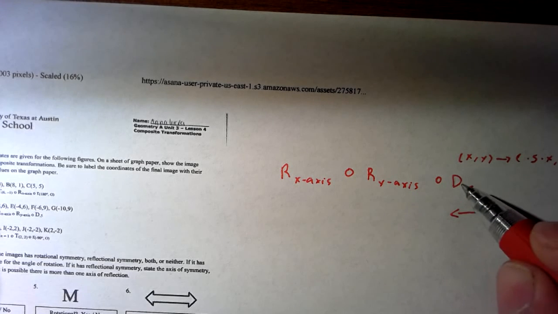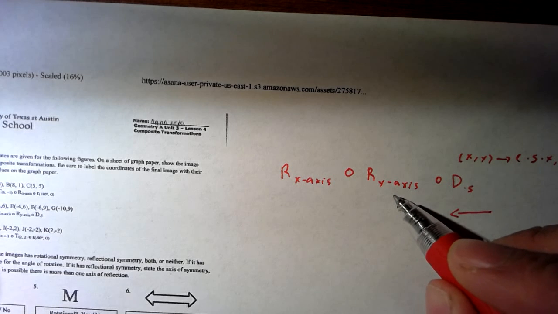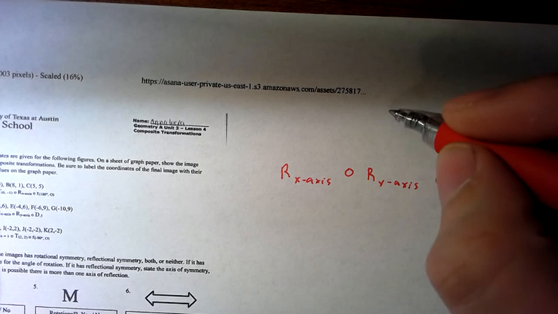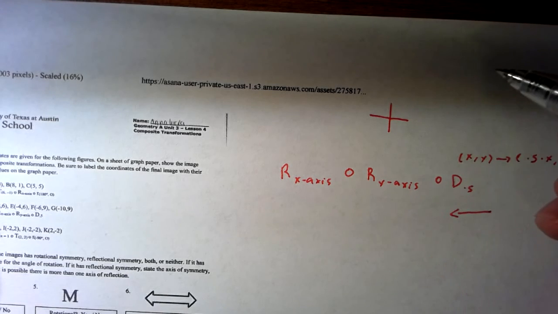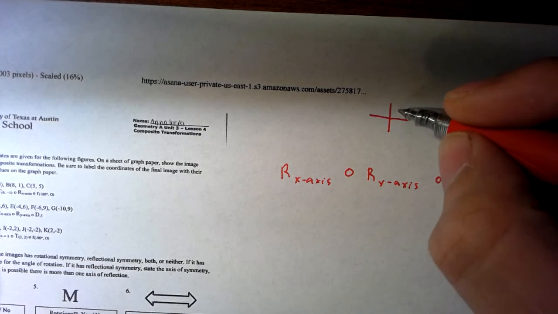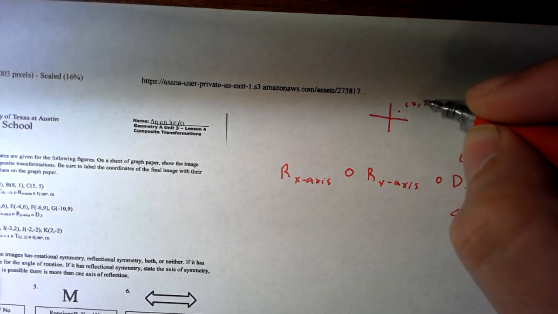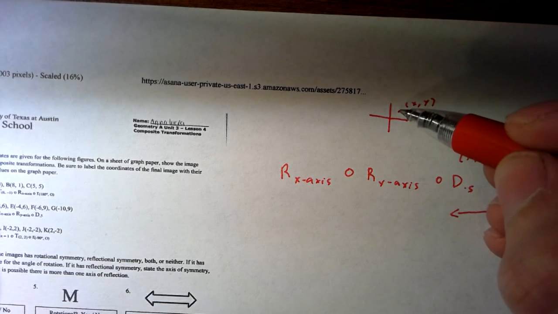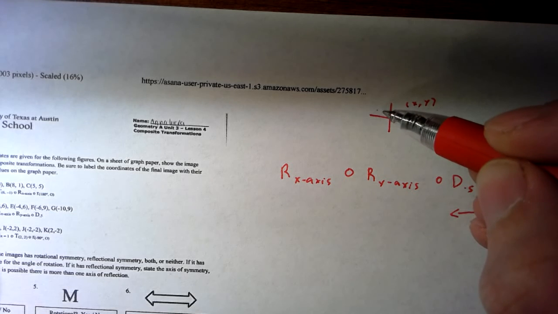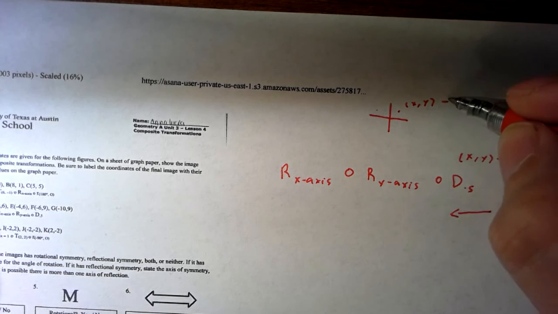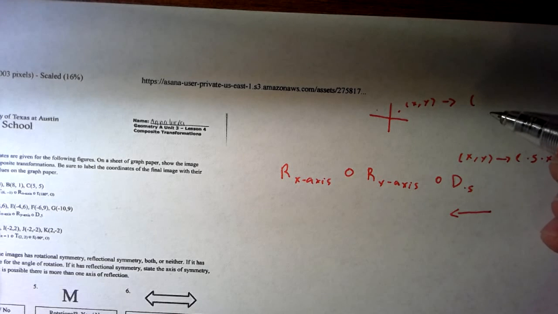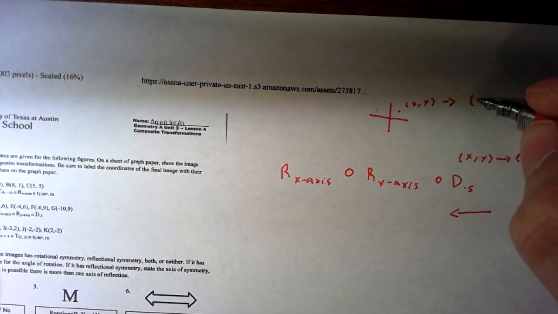Once we perform the dilation, we have to perform a reflection across the y-axis. So again, let's try and refresh our memory. What does that mean, or how do we do that? Well, if we have some point here, x, comma y, to reflect it across the y-axis, that means it's going over to this side, which means that the x, we need to flip the sign. So we get negative x, comma y.